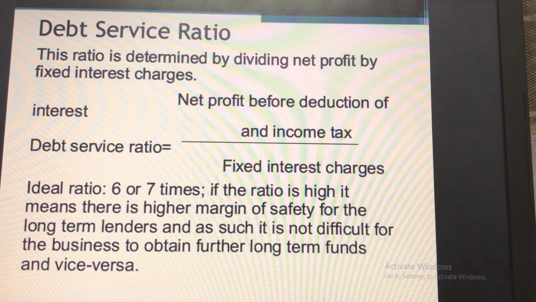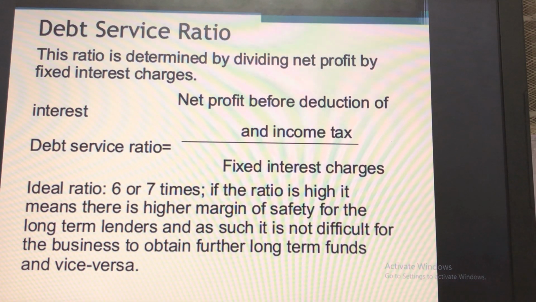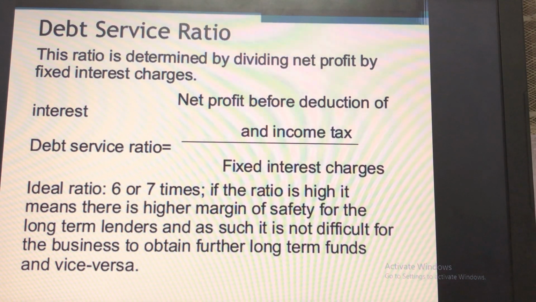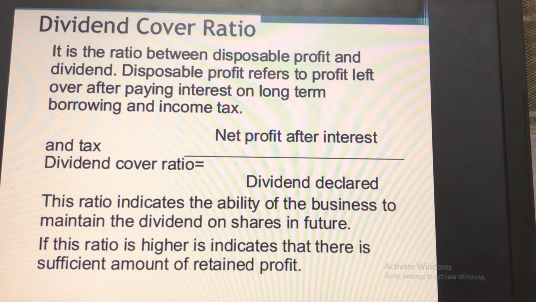If the ratio is high, it means there is higher margin of safety for the long-term lenders, and as such it is not difficult for the business to obtain further long-term funds and vice versa.